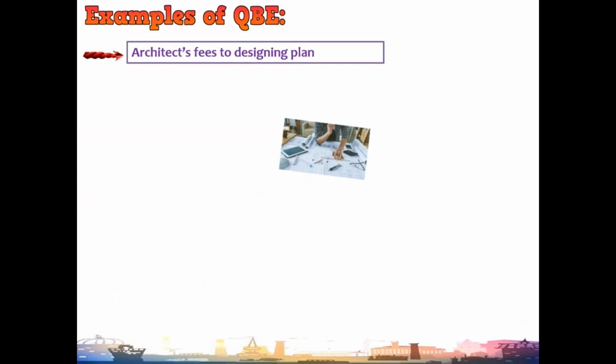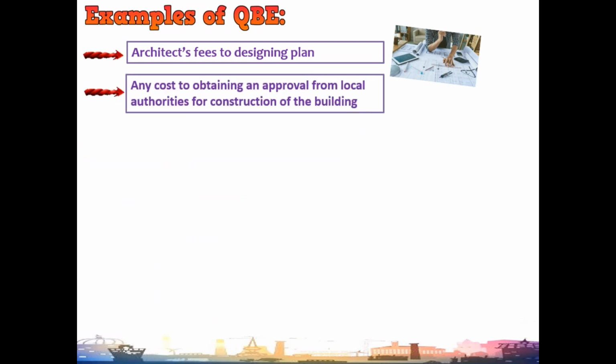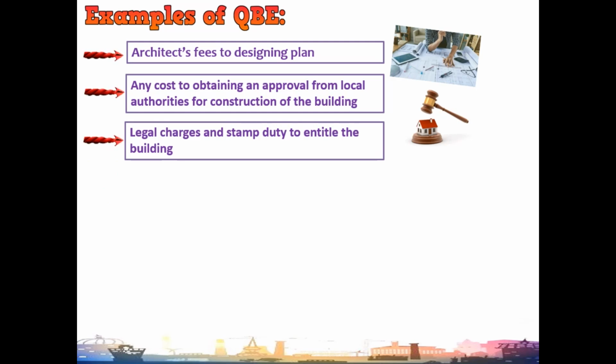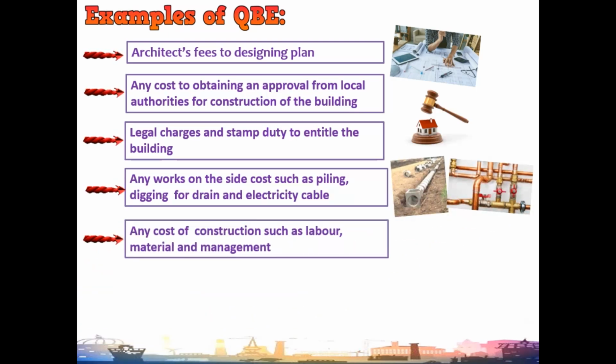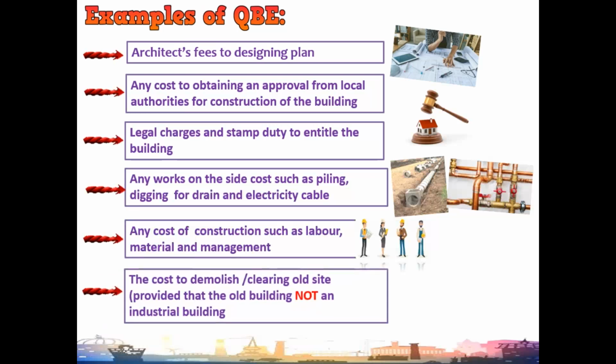1. Architect fee for designing the plan. Any cost related to obtaining approval from the local authority for construction of the building. Legal charges and stamp duty to entitle the building constructed. Any work on the site, such as piling and digging for drains and electricity cable. Any cost of construction such as labor, material and management. And the cost to demolish and clear the site, provided that the old building is not an industrial building.